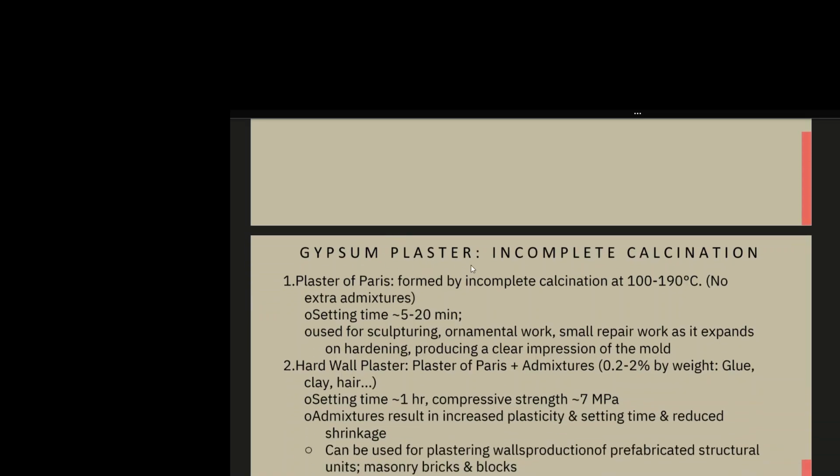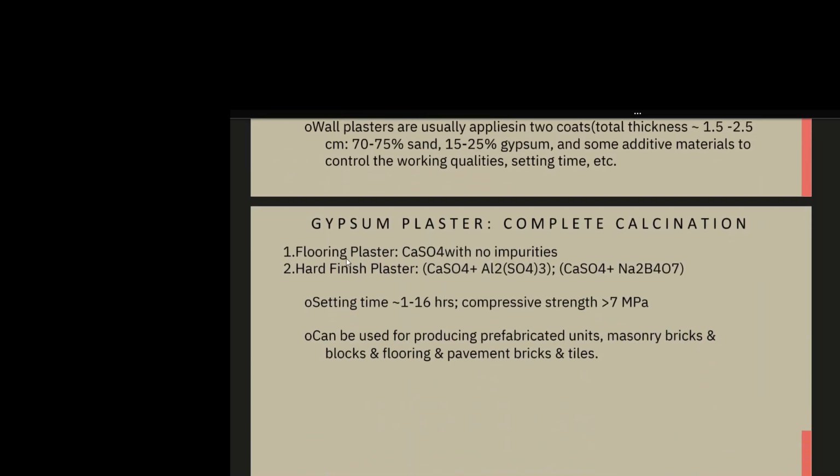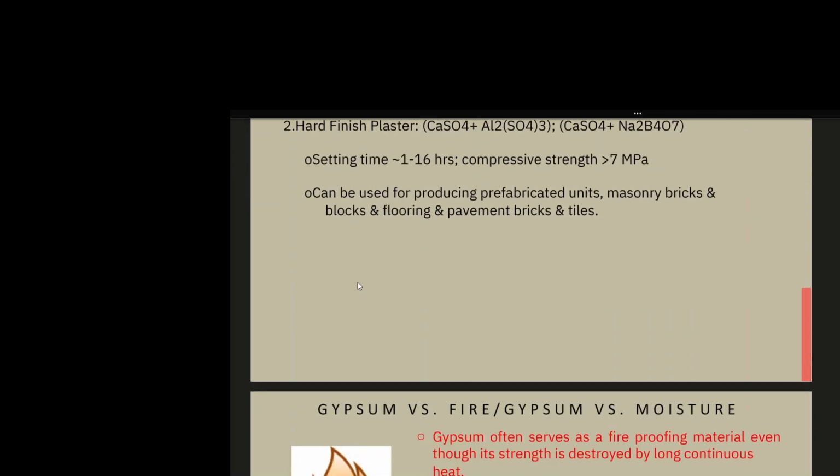So in gypsum plaster, in complete calcination, plaster of Paris, and we say the setting time is this one. The setting time is the time that it takes to start hardening. Flooring plaster, calcium sulfate with no impurity, hard finishing plaster, and setting time is 1 hour to 16 hours. Right? The compressive strength is more than 7 megapascal.